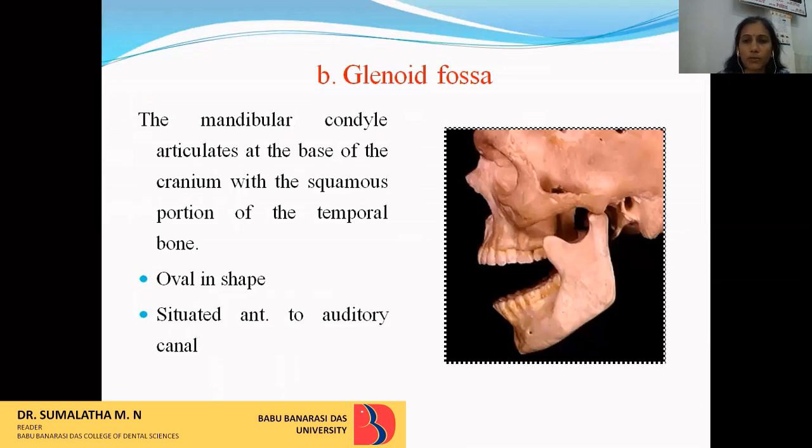The second bony component is the glenoid fossa. The mandibular condyle articulates at the base of the cranium with the squamous portion of the temporal bone. This glenoid fossa is present just anterior to the external auditory canal. So this is the canal, and just anterior to the canal, which is oval in shape, is the glenoid fossa, and what touches the condylar head is the articular eminence.